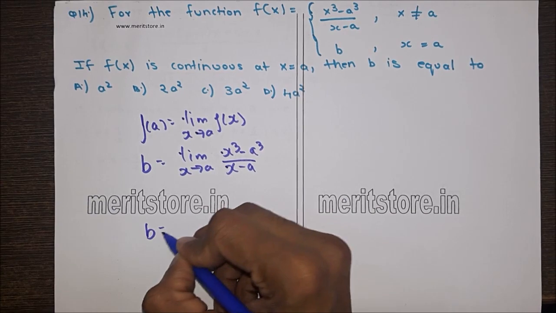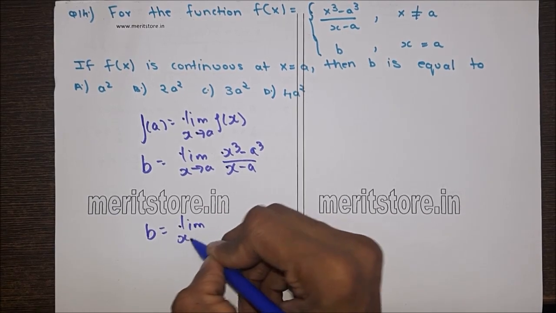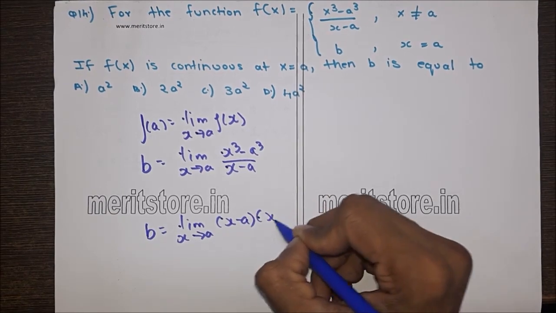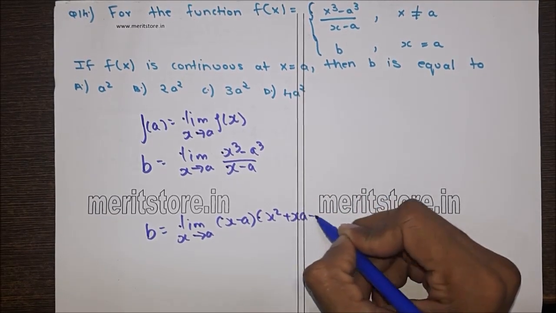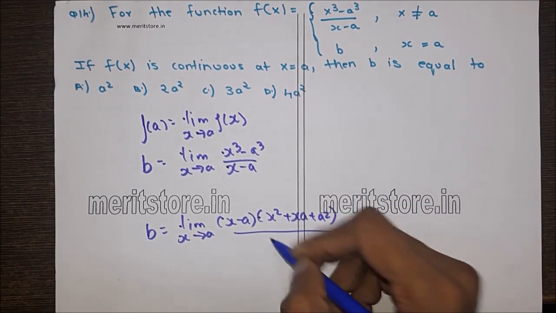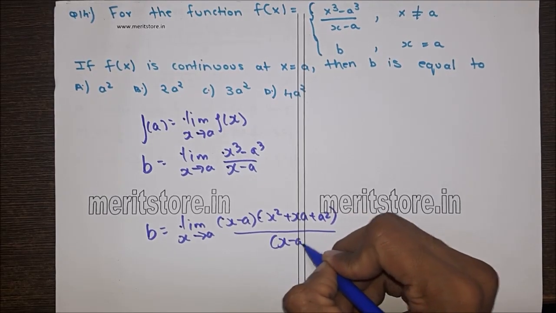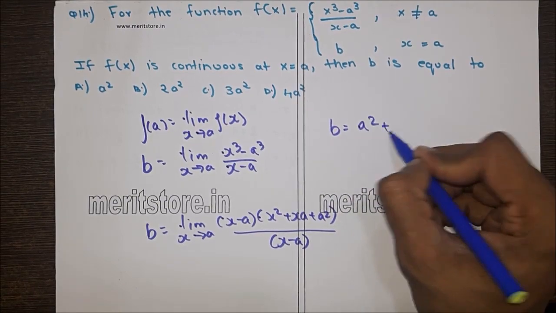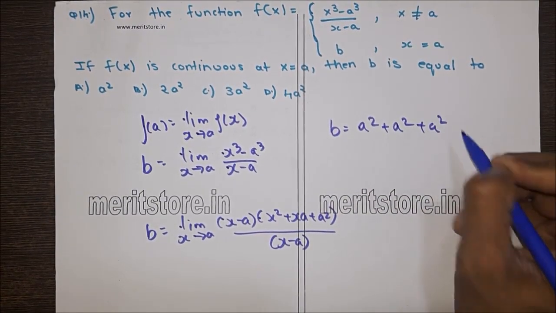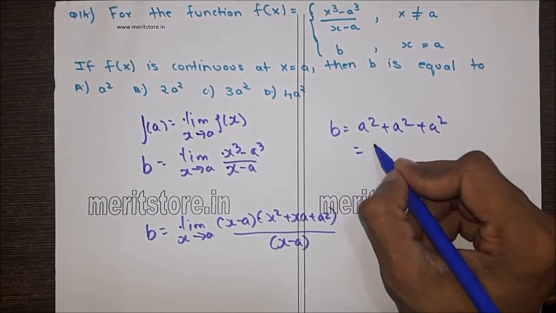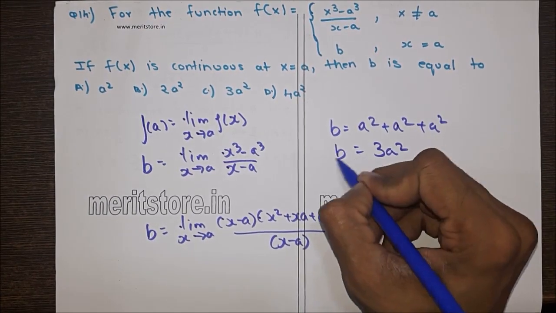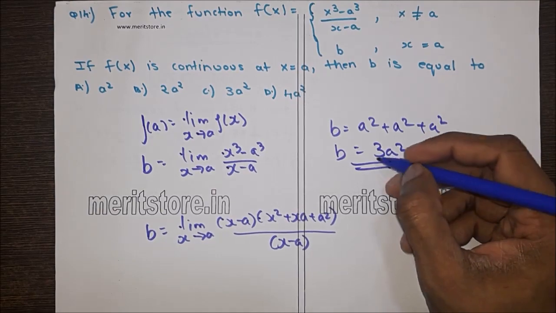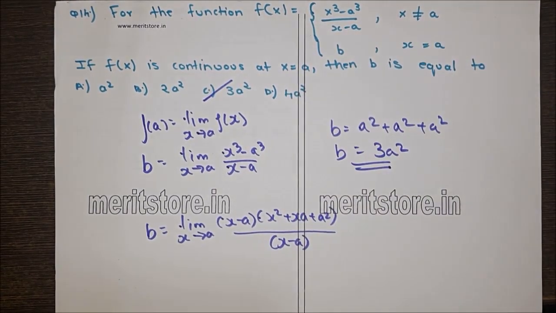Therefore we get b equals the limit as x approaches a of (x minus a)(x square plus xa plus a square) upon x minus a, where we can write this as b equals a square plus a square plus a square. Therefore we get 3a square, which is equal to b. Therefore our answer matches with option C. Therefore C is the correct answer.